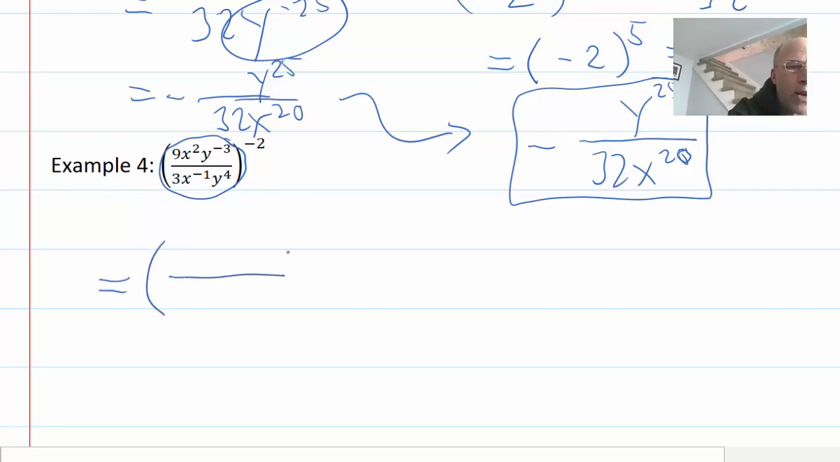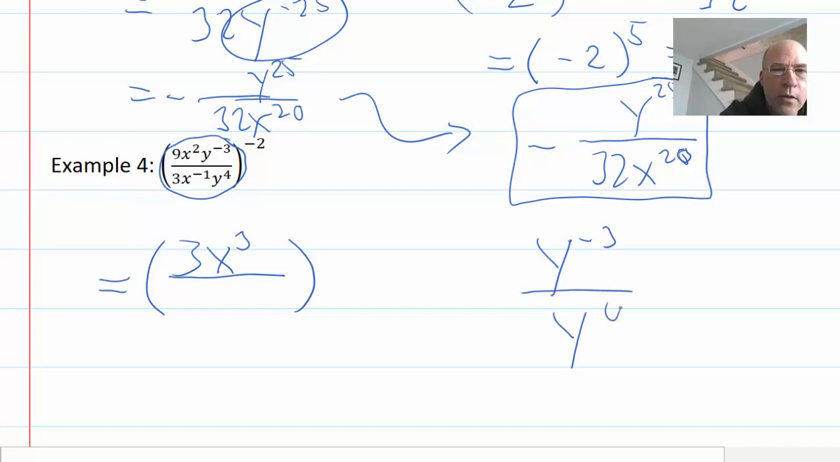We have 9 over 3. Well, 9 over 3 is just 3. X squared over x to the negative first. Subtract exponents. 2 minus negative 1. That is x to the third. I also have y to the negative third over y to the fourth. Let's write that over here. That's an interesting problem. Y to the negative third over y to the fourth. Negative 3 minus 4 is y to the negative seventh. That is the same as 1 over y to the seventh. Essentially just means that we will have y to the seventh in the denominator.